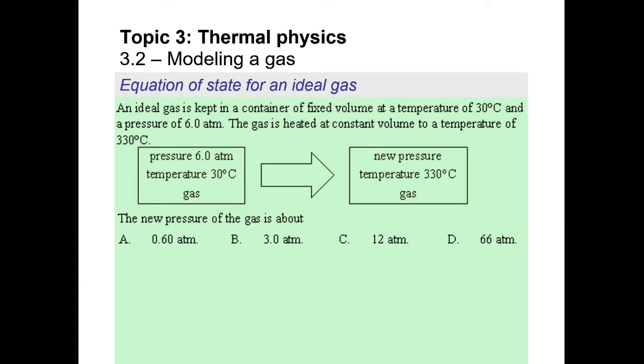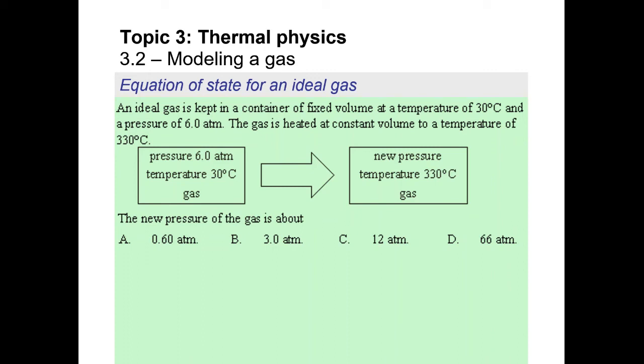An ideal gas is kept in a container of fixed volume at a temperature of 30 degrees Celsius and a pressure of 6 atmospheric pressure. The gas is heated at constant volume to a temperature of 330 degrees Celsius. The new pressure of the gas is about?